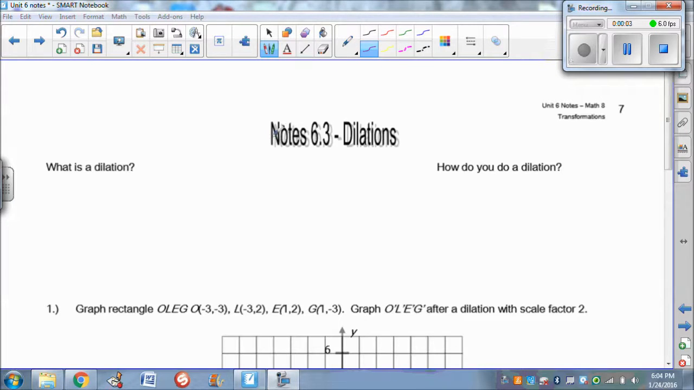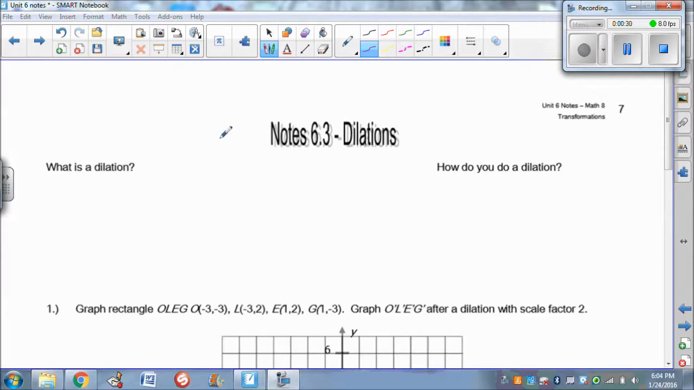Note 6.3, dilations. This is the second one of our transformations. We've already talked about reflections, and now we're going to talk about dilations. Let's think about the familiarity that you have with the word dilate. A lot of times you think about the pupils in your eyes. What happens when your pupils dilate? Well, they change size. That's exactly what happens in math with a dilation.